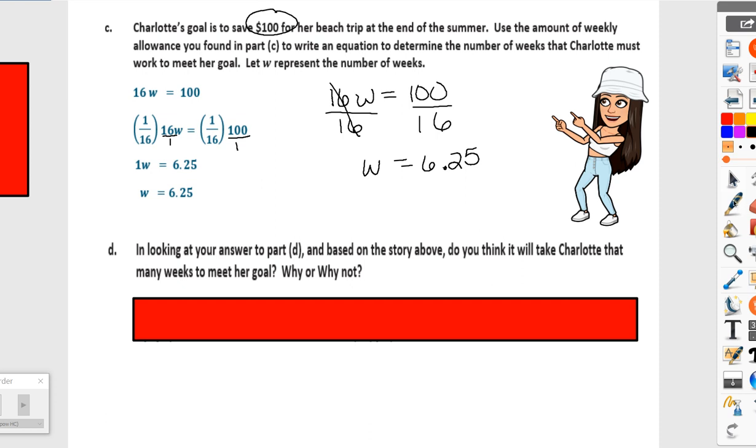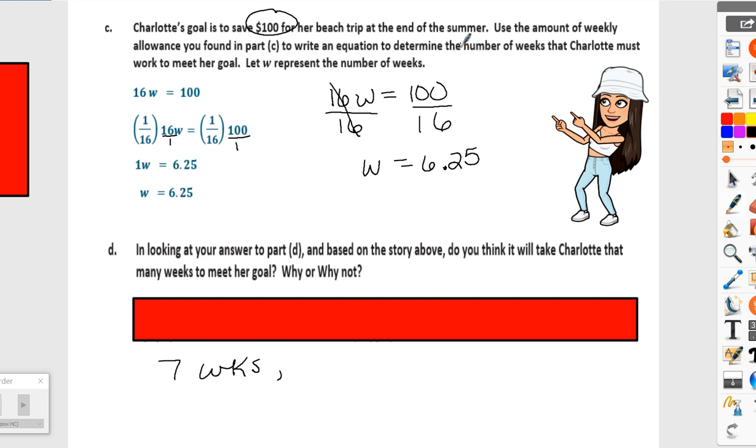No, not 6, because look, it's more than 6. We need part of that next week. So how many weeks is it really going to take? It's going to take her 7 weeks. 7 weeks. And she has till the end of the summer to have that money.